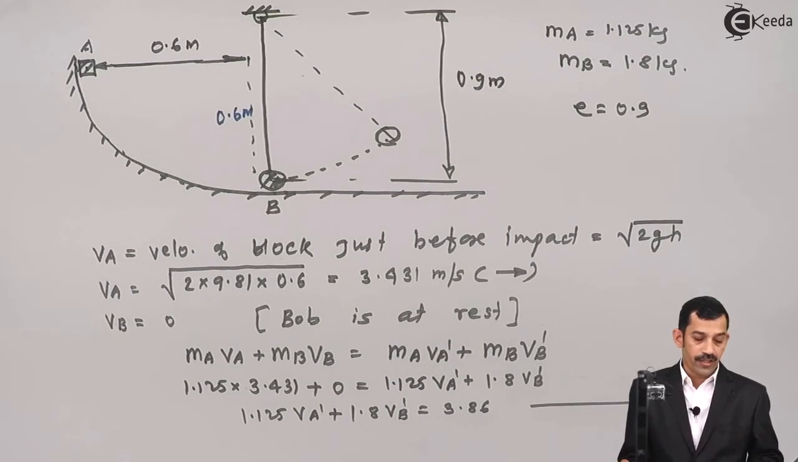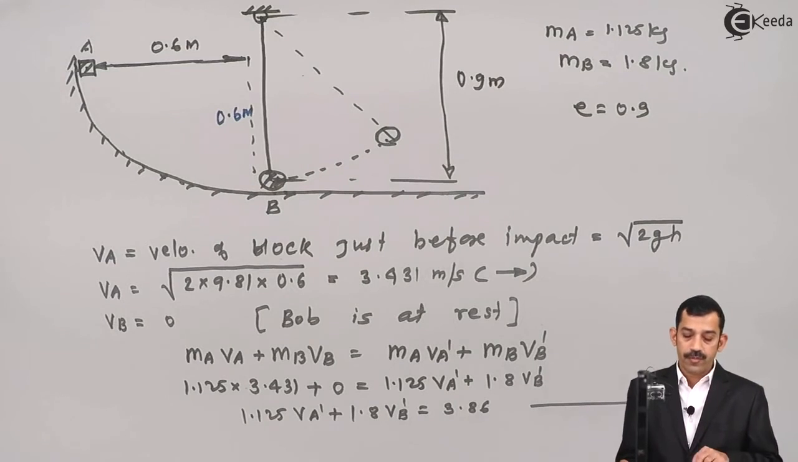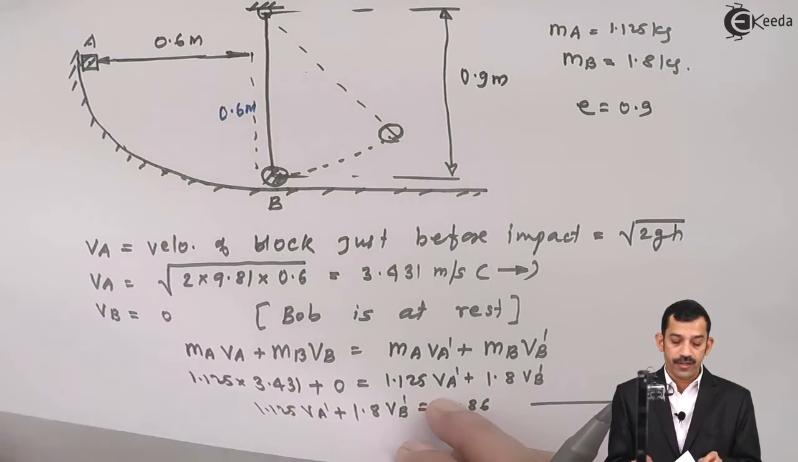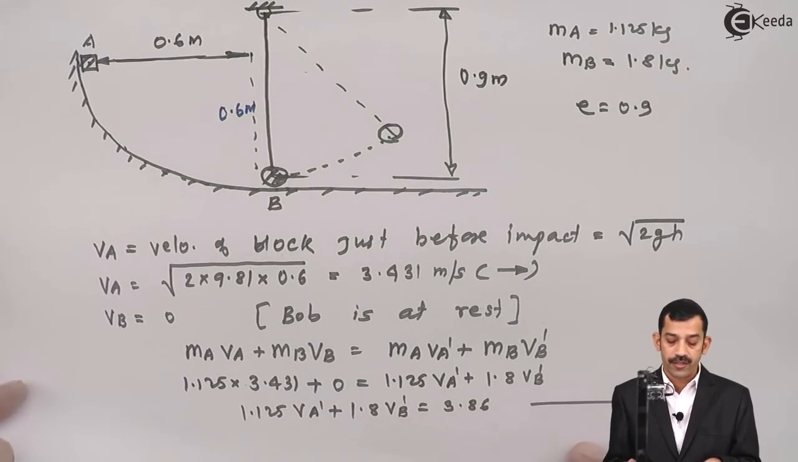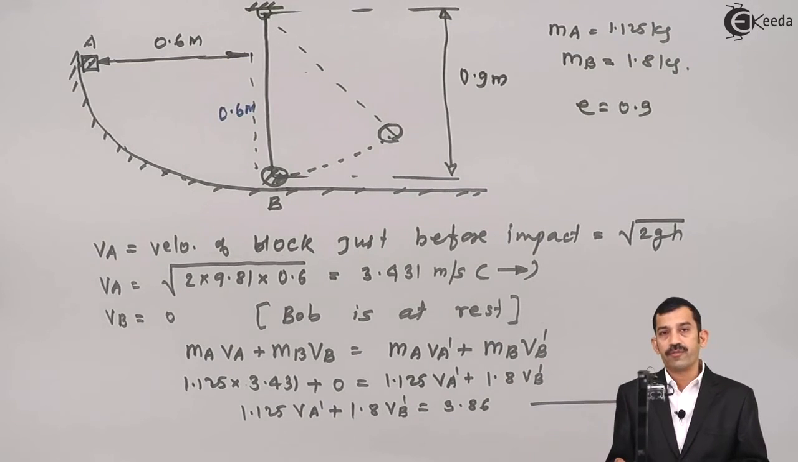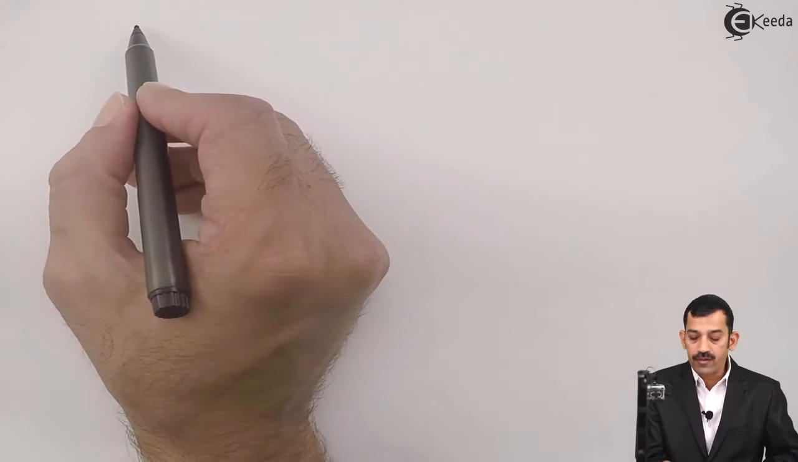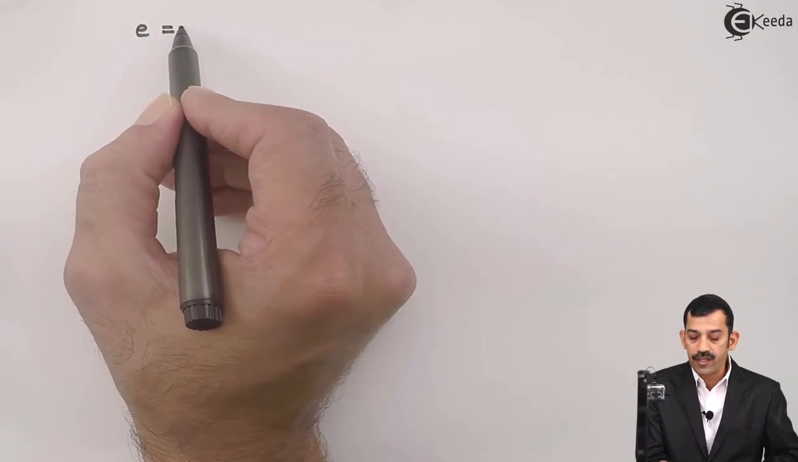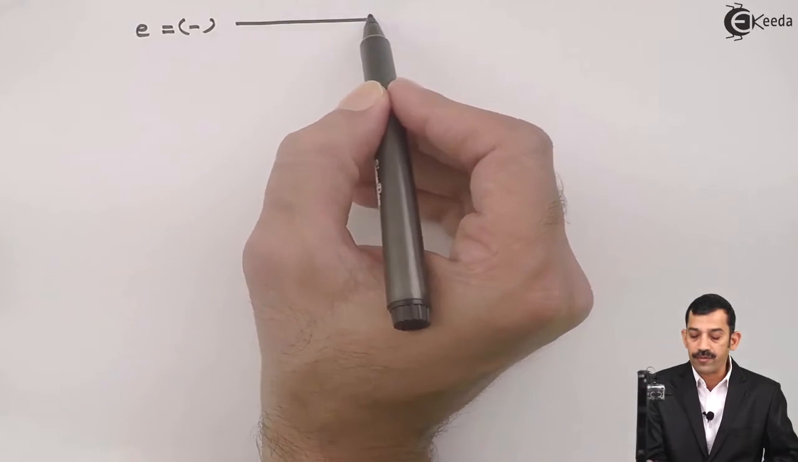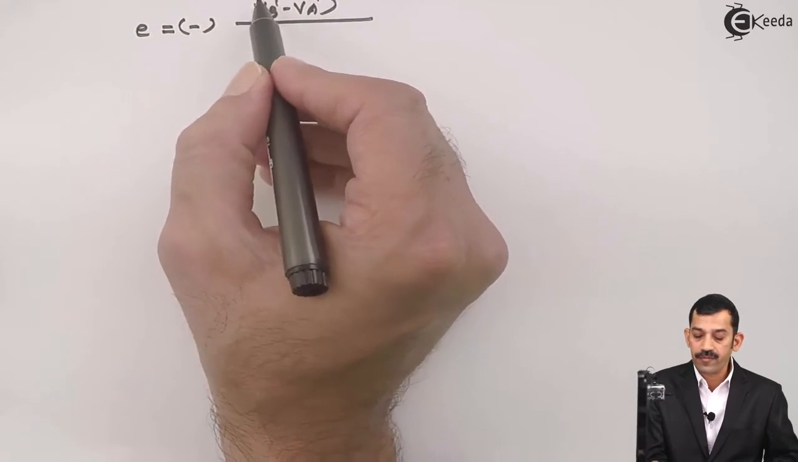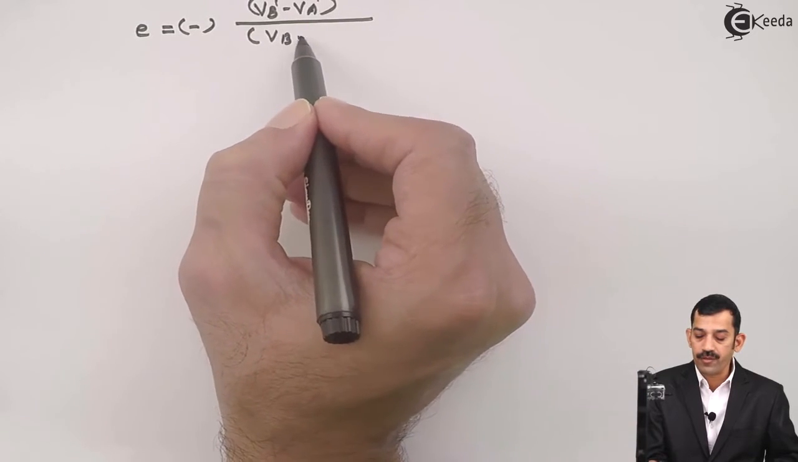Once you get this equation number 1, the next part is to apply the coefficient of restitution equation, where the coefficient of restitution equation is E equal to minus of VB dash minus VA dash upon VB minus VA. Next equation, coefficient of restitution E equal to minus of VB dash minus VA dash upon VB minus VA.